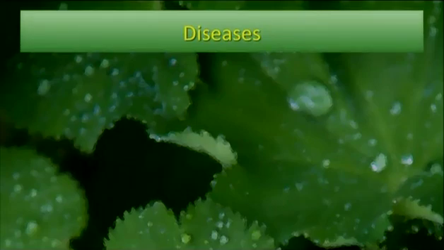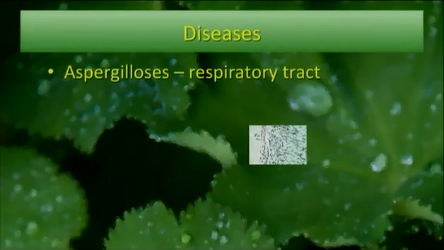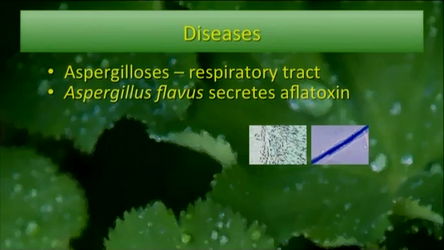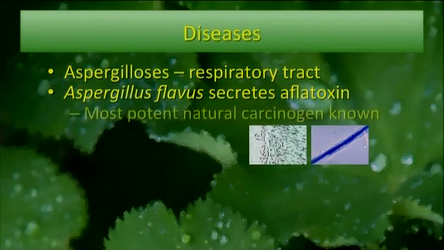Now some diseases that are caused by fungi. There's aspergilloses that infect the respiratory tract. There's a fungus called Aspergillus flavus that secretes a toxin known as aflatoxin. This is kind of important. It's actually the most potent natural carcinogen that's known. It's known to cause liver cancer.